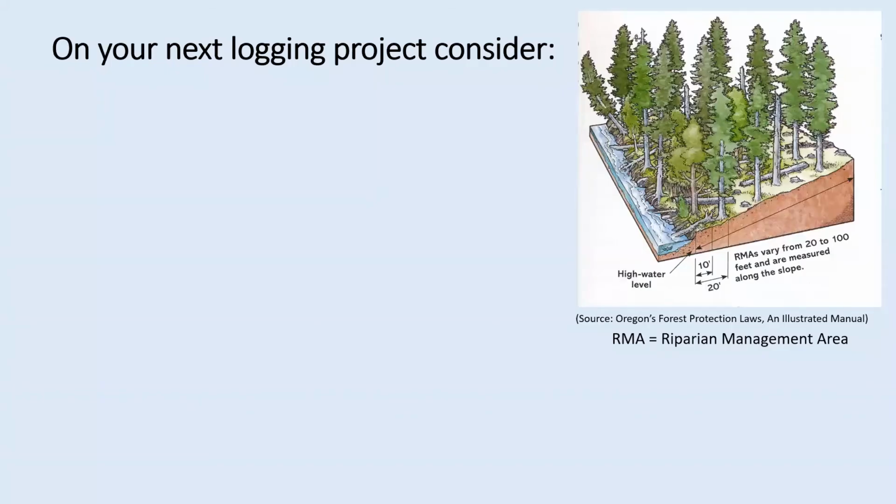So on your next logging project, consider a couple of things. Before I get into that, I just want to define some things for folks that may not be familiar with this. There is a term called the riparian management area, and that's an arbitrary area just defined in rule, the Oregon Forest Practices Act, that can vary from 20 feet to 100 feet, depending on a variety of situations, where you are limited in the logging that you can do.